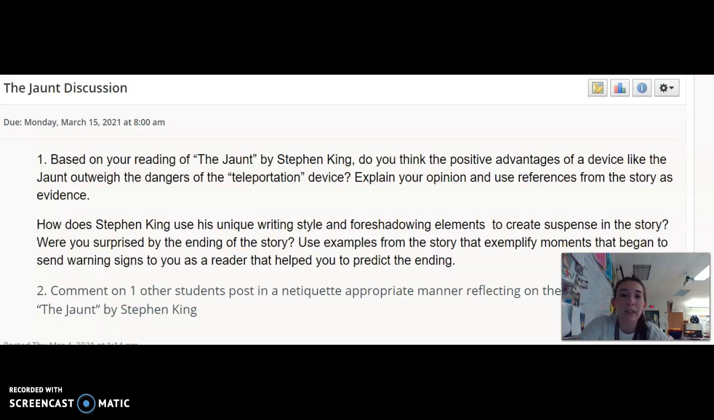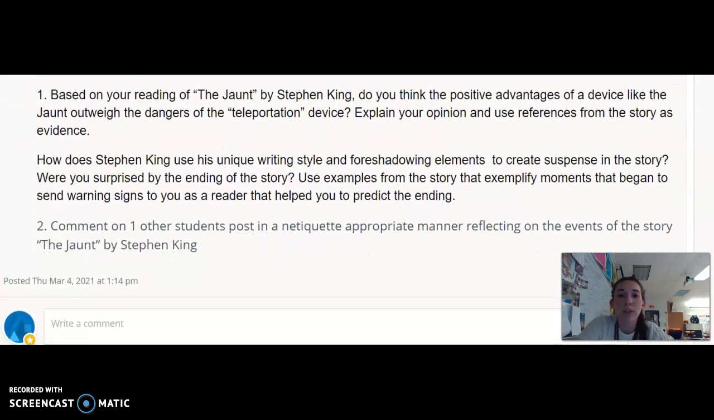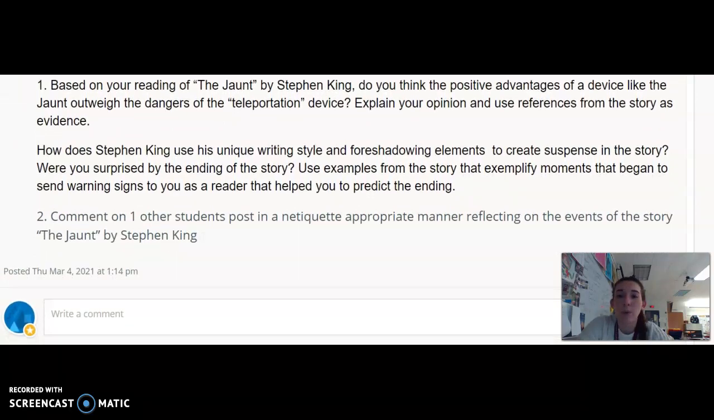How does Stephen King use his unique writing style and foreshadowing elements to create suspense in this story? Were you surprised by the ending of the story? Use examples from the story to exemplify moments that begin to send warning signs to you as a reader that help you to predict the ending. And then you're going to comment on one other student's post in a netiquette appropriate manner, reflecting on the events of the story The Jaunt by Stephen King.